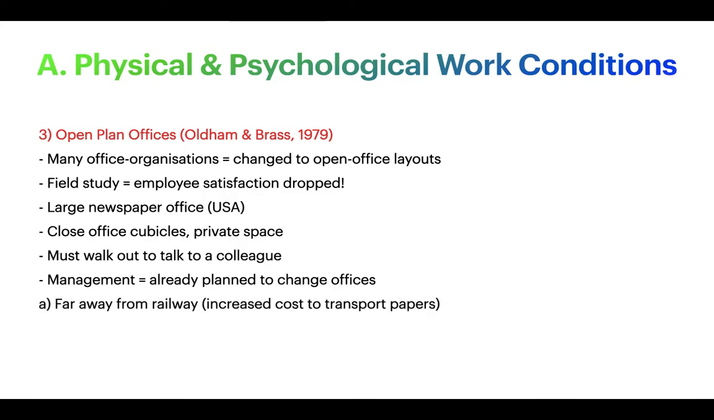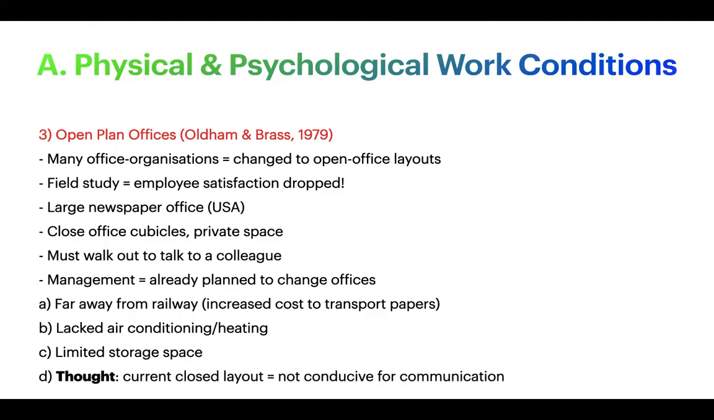What happened was the reason why the management had to change offices was because their original office was very far from a railway, so it increased the cost of transporting the newspapers, right? It also lacked air conditioning and heating in the old office, so they wanted to move to a better office, and there was limited storage space, so they wanted to move to a bigger office, right?